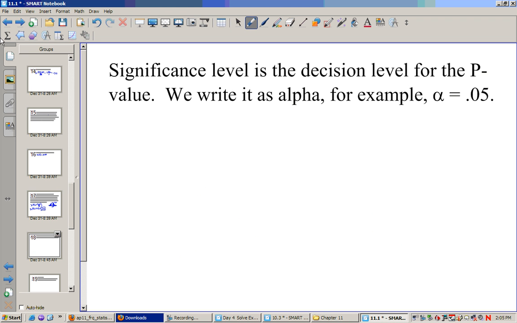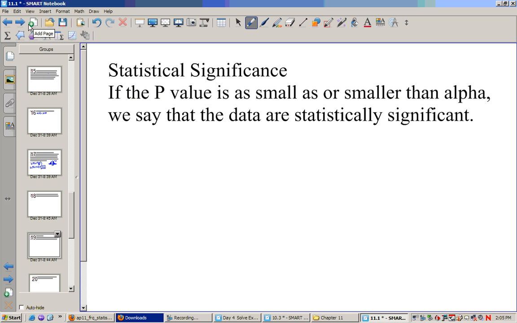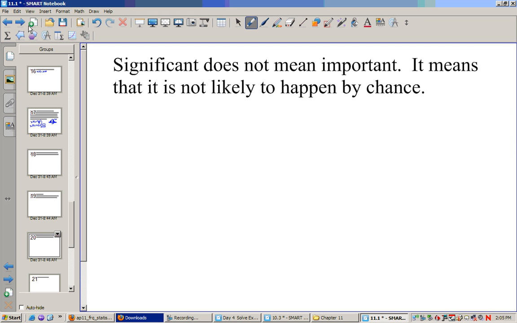Now, a significance level is the decision level for the p-value. We write it as alpha. Alpha equals 0.05. Now, if the p-value is as small or smaller than alpha, we say the data are statistically significant. Significance does not mean important, it just means that it's not likely to happen by chance.